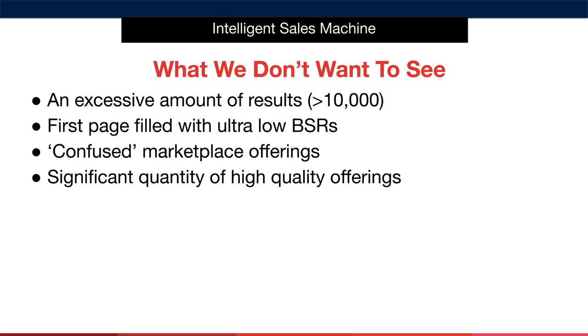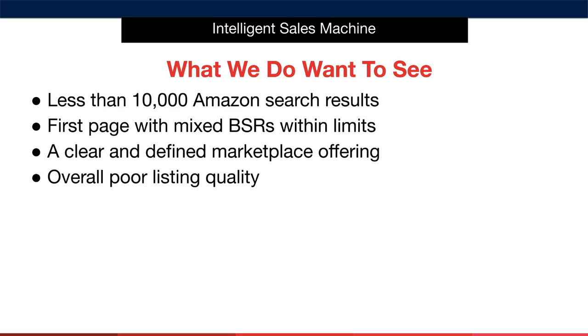Now, don't worry if all of this seems confusing. I'll show you exactly how to do this as you look over my shoulder in just a few minutes. So now that we know what we don't want to see when we're running the market analysis process, let's flip that and identify what we do want to see. Firstly, we want to see less than 10,000 results come back from Amazon for your generic keyword when we run a search for the item.